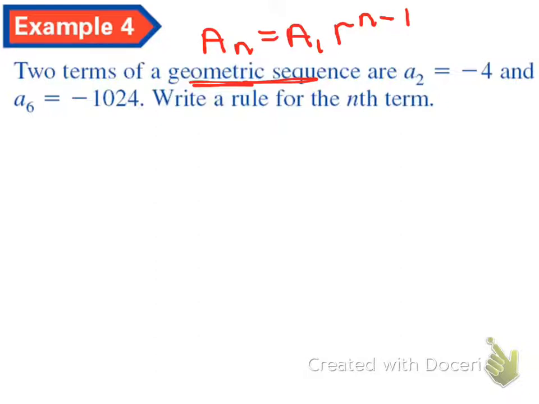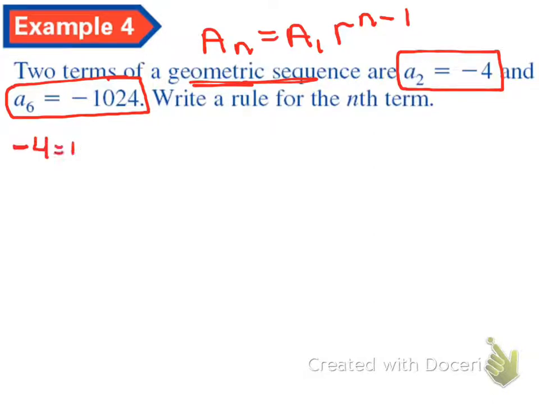All we know is that the second term is a negative 4 and that the sixth term is a negative 1024. So we'll use those two terms to write a system of equations. So the second term, which is a negative 4, would be equal to the first term times the rate raised to the n minus 1 power. Now we know what n is. Because this is the second term, n is 2. What we want is n minus 1, or 2 minus 1, which would make the power here 1.